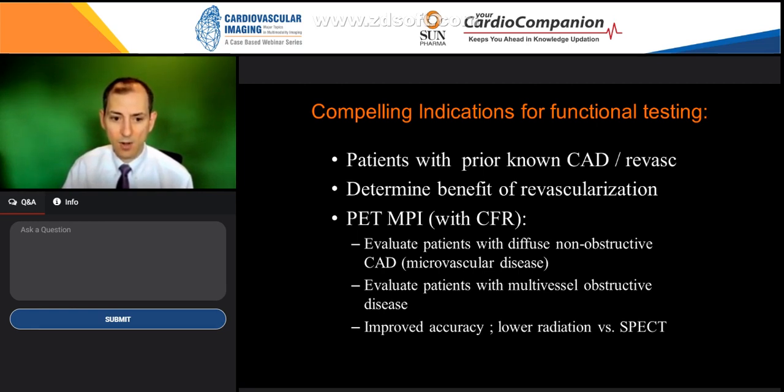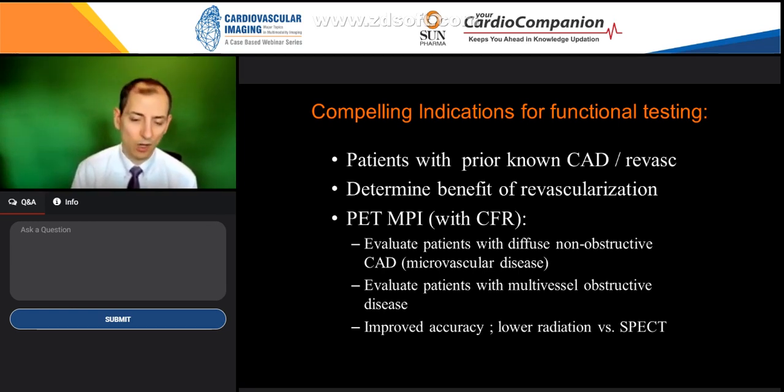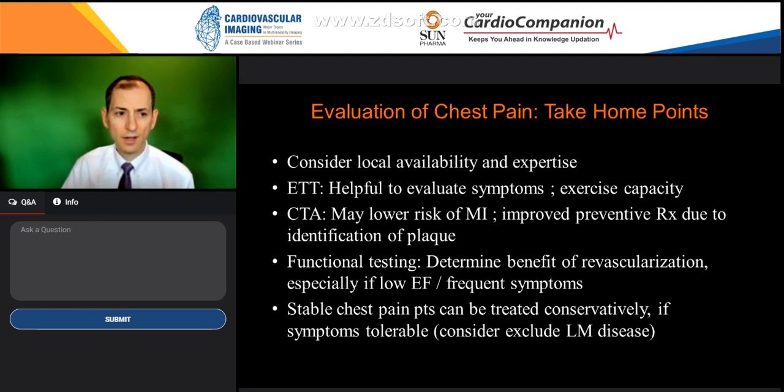We can evaluate patients with PET as multi-vessel disease, where the quantification can help you and overcome some of the challenges. And in general, PET is a more accurate test than SPECT that also has lower radiation. I would tell you that I personally am involved with doing stress MRIs and nuclear stress test and echo, and I personally feel that PET is probably one of the most accurate techniques we have in terms of measuring how much ischemia patients have. So here are some take-home points.